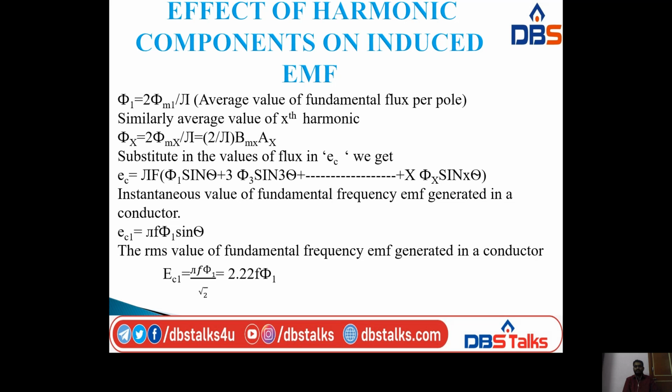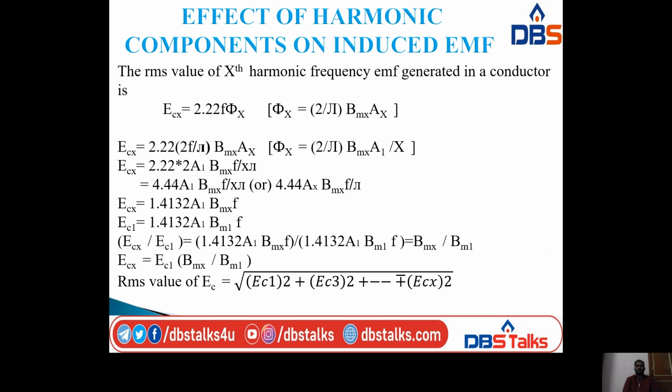From the above equation I am writing this one, and then the RMS value of fundamental frequency EMF generated in a conductor EC1 is equal to pi into f into phi 1 by root 2. This is the RMS value of fundamental frequency EMF generated in a conductor. So from this one I am writing pi by root 2 value, we have 2.22 f into phi 1. And next I am writing the RMS value of x the harmonic frequency EMF generated in a conductor is E suffix Cx is equal to 2.22 f into phi x.